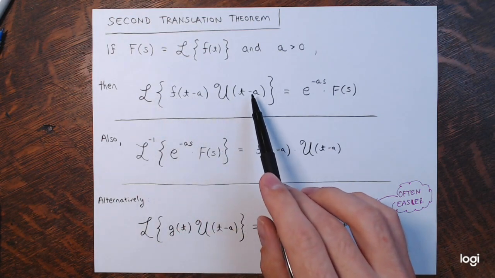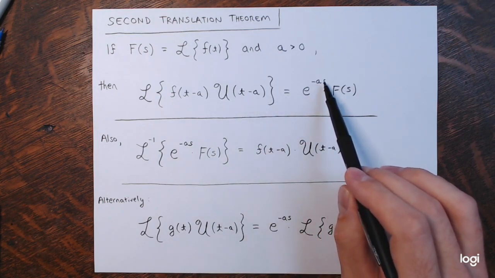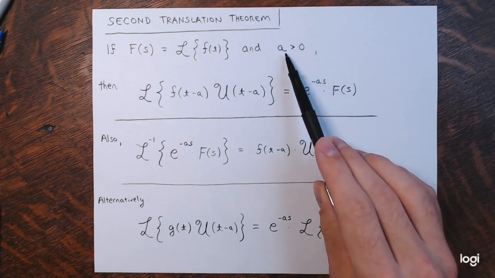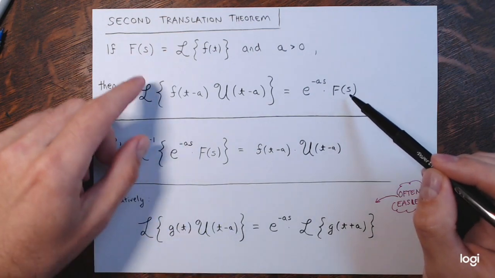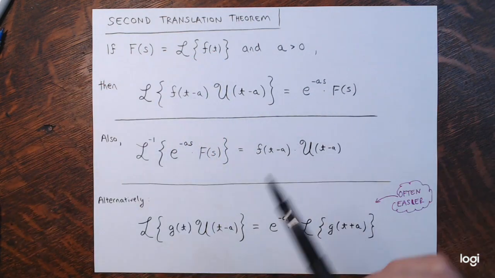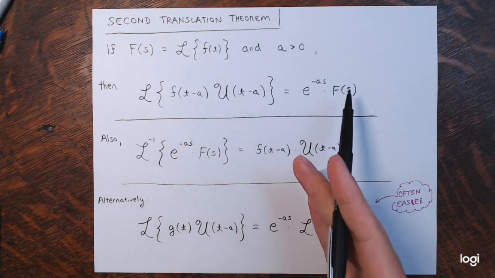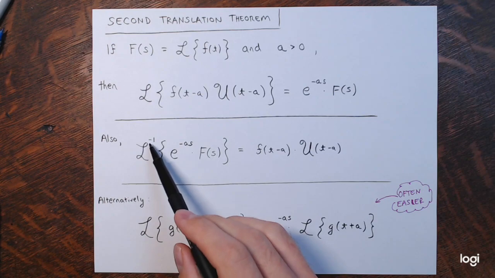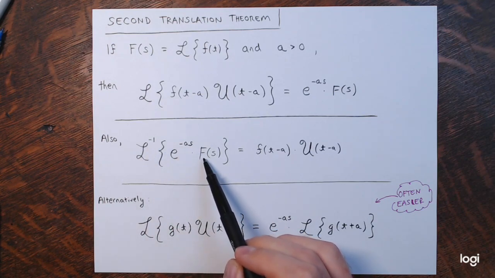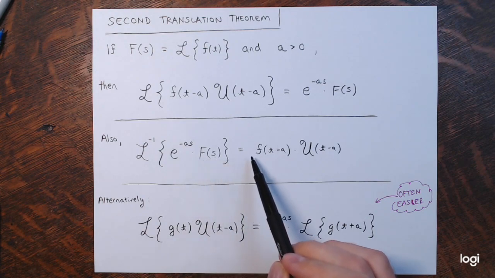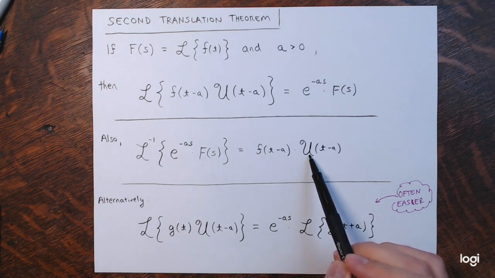So this Laplace transform is simply e to the negative a times s power, where a is this number here, times capital F of s, the Laplace transform of just little f. Right. And then of course you can go backwards, take the inverse. So the inverse Laplace transform of e to the negative as times capital F of s would be little f at t minus a times the unit step function at t minus a.